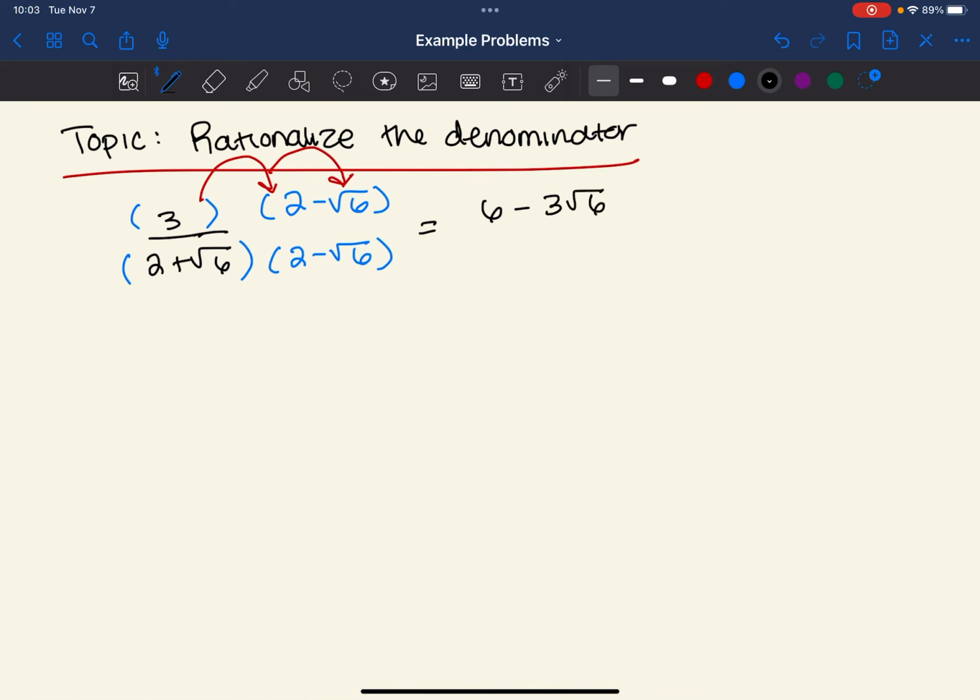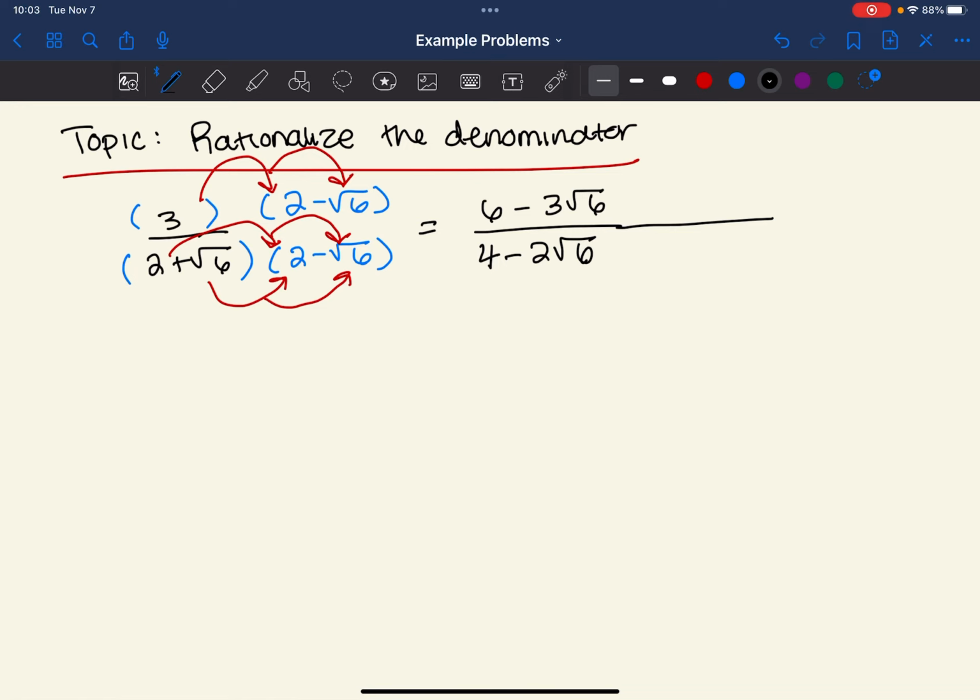Okay. On the bottom, we have 2 parentheses that are being multiplied together. So instead of just distributing, we're going to have to use the FOIL method. So first I'm going to FOIL the 2, and then I'm going to FOIL the square root of 6. So 2 times 2 is 4. 2 times negative square root of 6 is negative 2 square roots of 6.